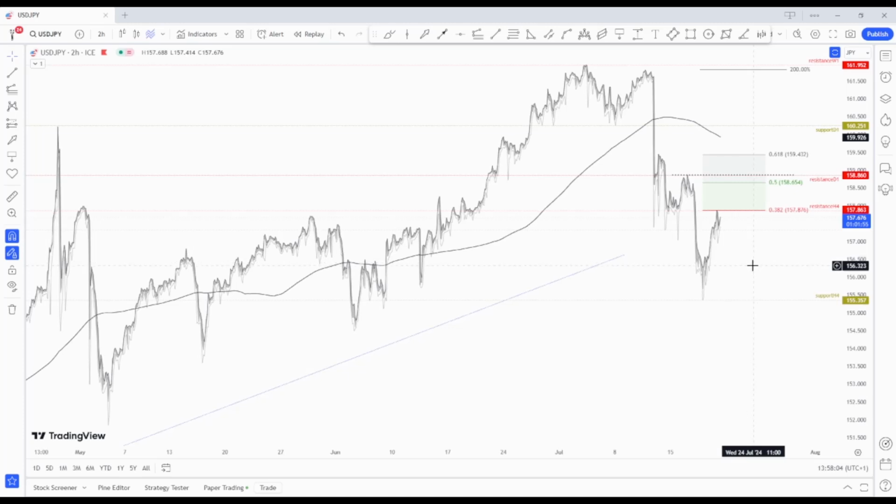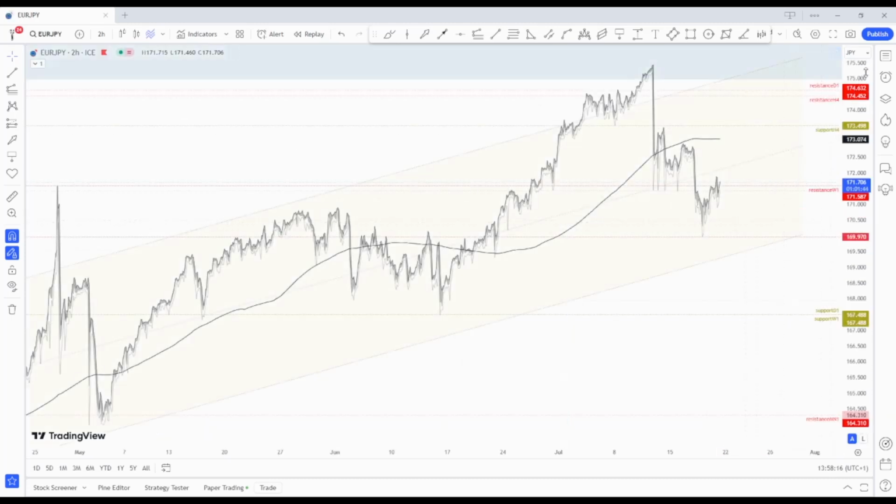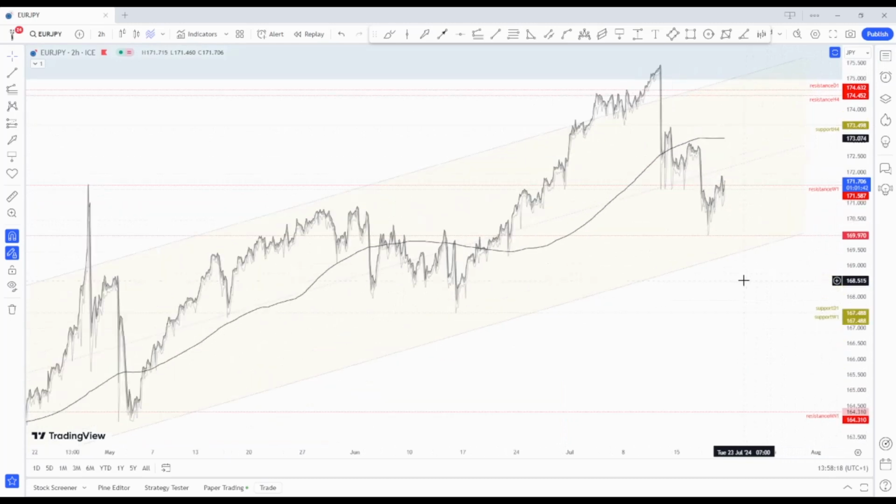So for now, wait and see. Let's expect the retest of the daily fractal, and we will be here to track that possibility. Now, euro versus the yen, very much the same situation here.